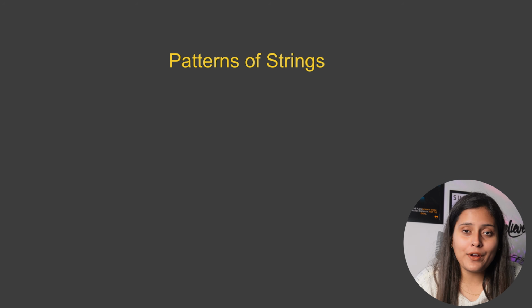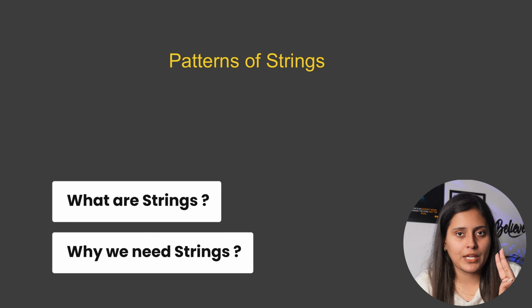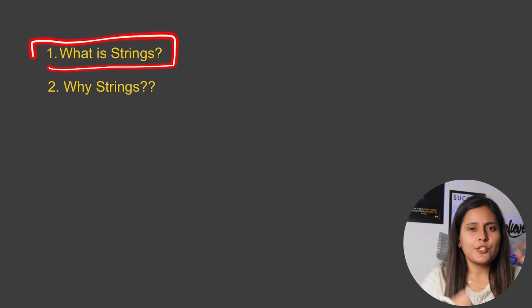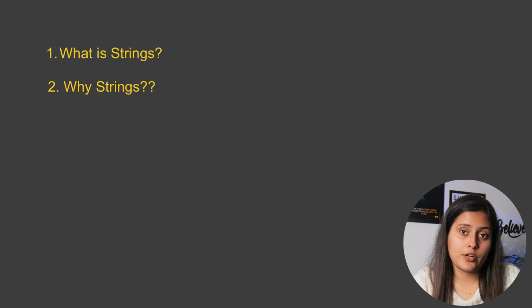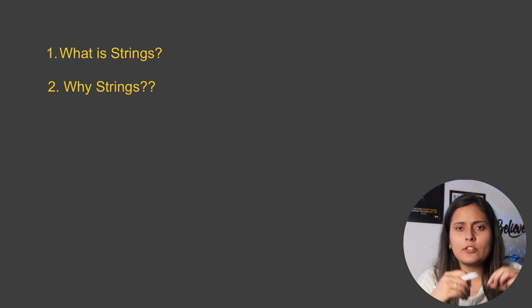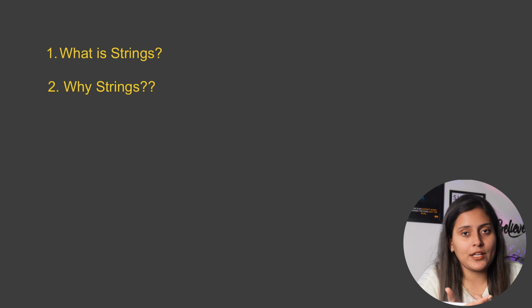But before going forward, as per our rule, we will first see what are strings and why we need string. Then we will move on to the patterns. So to answer the first question, what is a string? Strings are also linear data structure, similar to arrays. So when we store characters in the array, we can think of string data structure. Or you can say strings are nothing but consecutively arranged characters.